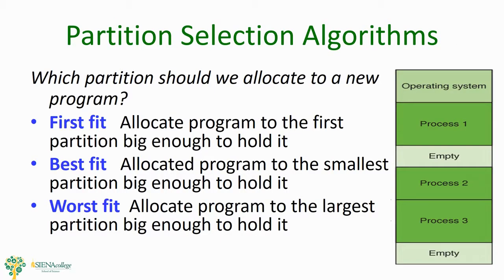There are 3 ways to select how to place a new process into memory: first fit, best fit, worst fit. In first fit, the process goes into the first partition that is large enough to hold it. In best fit, the operating system looks for the partition that is just big enough to hold it, so the smallest partition that is sufficient to hold the job. Worst fit looks for the largest partition and places the job in that partition.